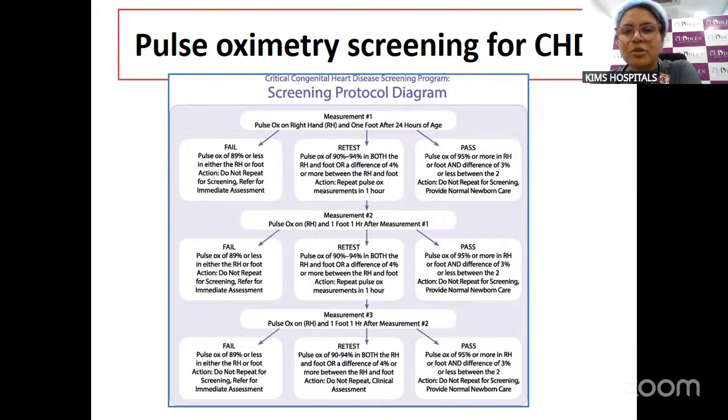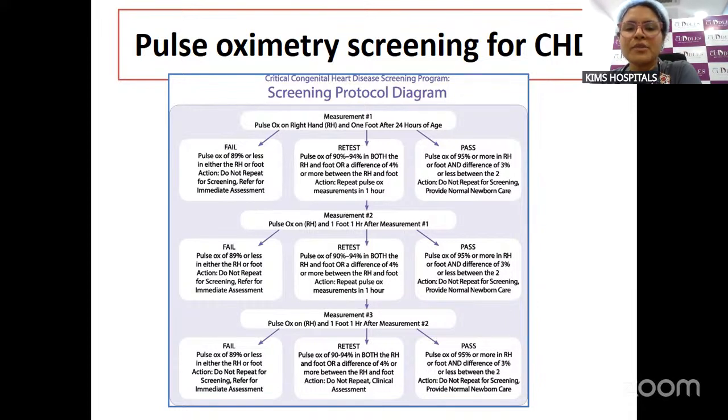Saturation screening with pulse oximeter is supposed to have failed if the baby's pulse oximeter reading from either limb is less than 89%. The screening is performed by connecting the pulse oximeter probe to the right hand, which is preductal, and either foot, which is postductal limb. So if saturation in any of the limbs is 89% or below, straight away this is called a failed screening, and the baby requires to be screened with echocardiography.